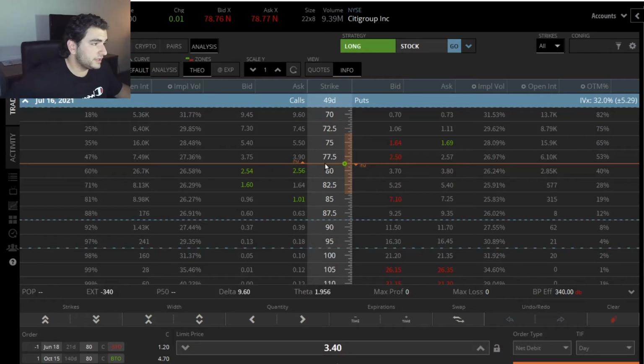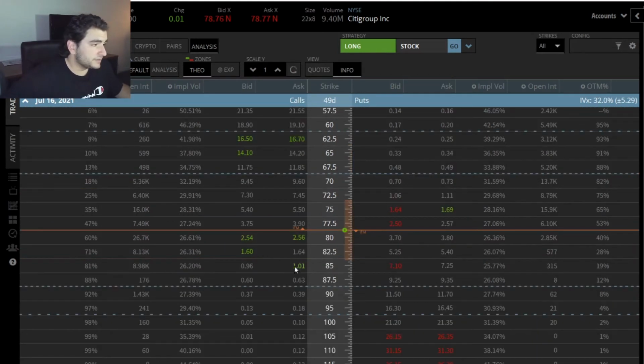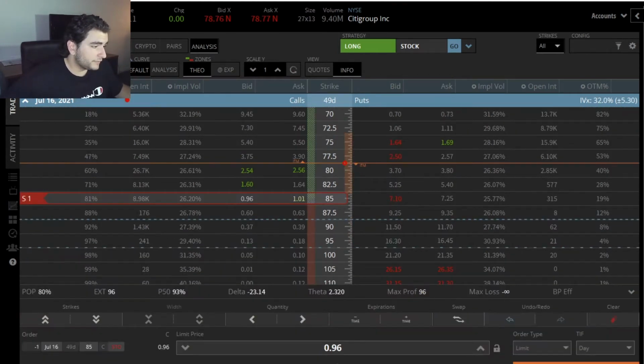So this is the at the money strike right here. Let's go to the $85 strike, which is 8.1% out of the money. So this looks like a great option to short in the front month cycle. Let's set this up here. So sell the 85. Right now it's trading for 96 bid, 101 ask. So in the middle of that's 98.